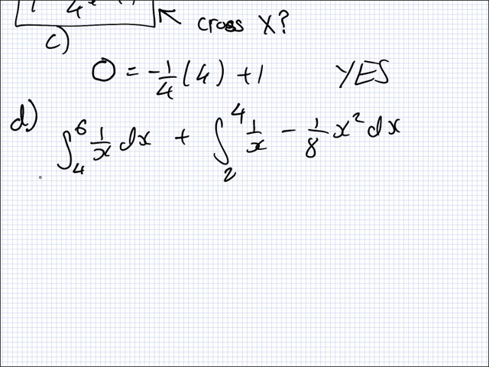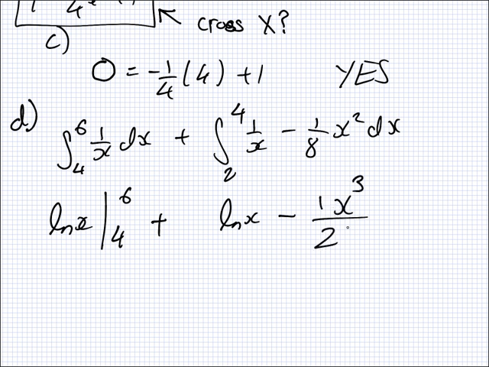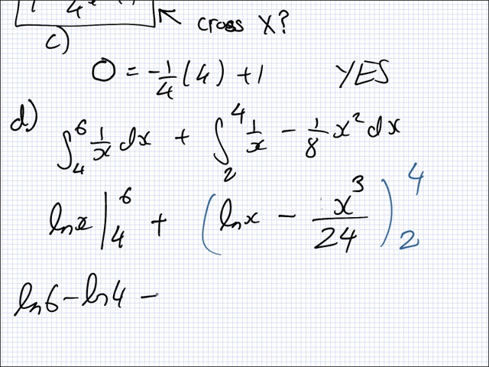Well, the first guy we know, that becomes log x, from 2 to 4. And this one here, increase the power by 1 and divide by the new power. 8 times 3, 24. And then we also put in 2 and 4. So I'll put in 4 minus 2.